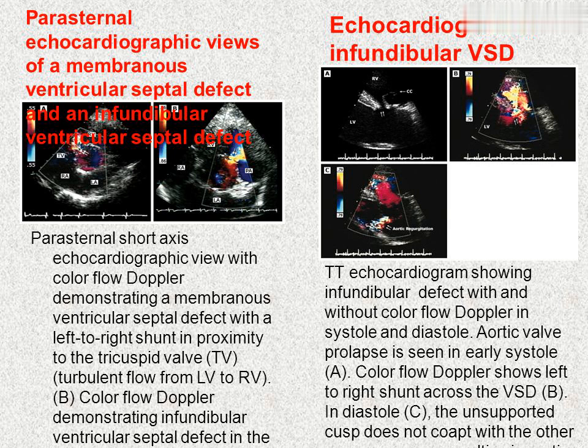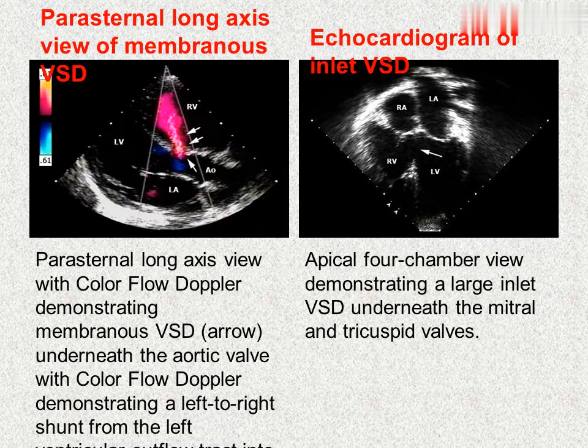Aortic valve prolapse is seen in early systole. A. Color flow Doppler shows left-to-right shunt across the VSD. B. In diastole. C. The unsupported cusp does not coapt with the other coronary cusps, resulting in aortic regurgitation. Parasternal long-axis view of membranous VSD.